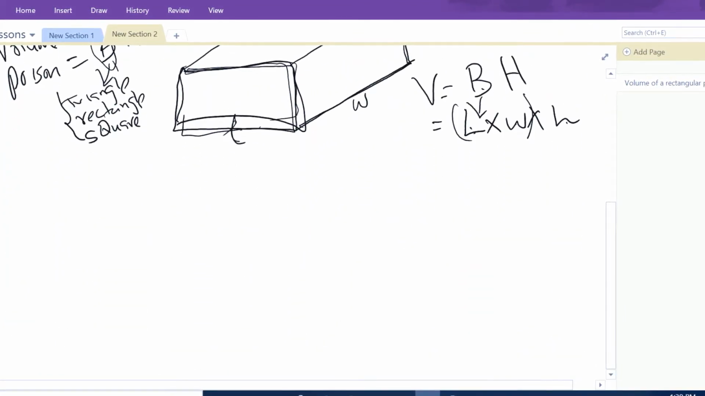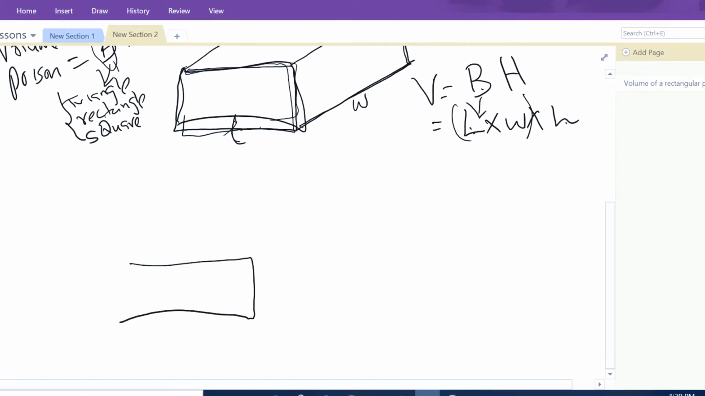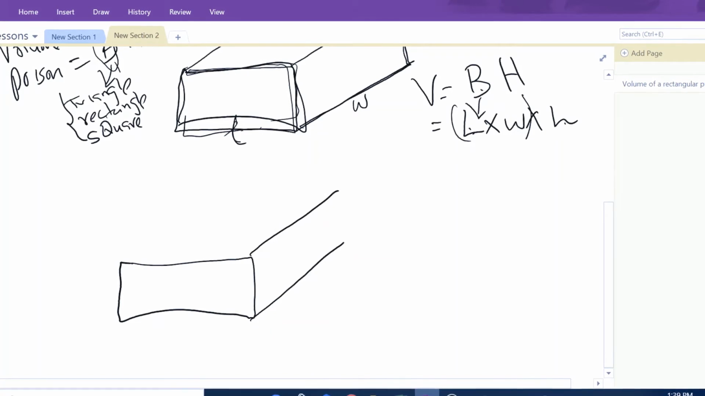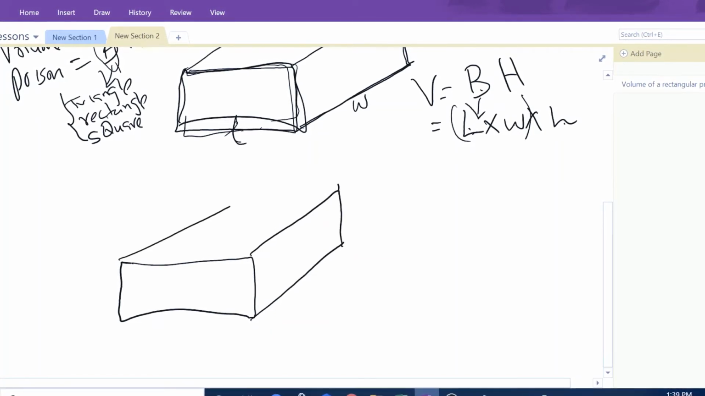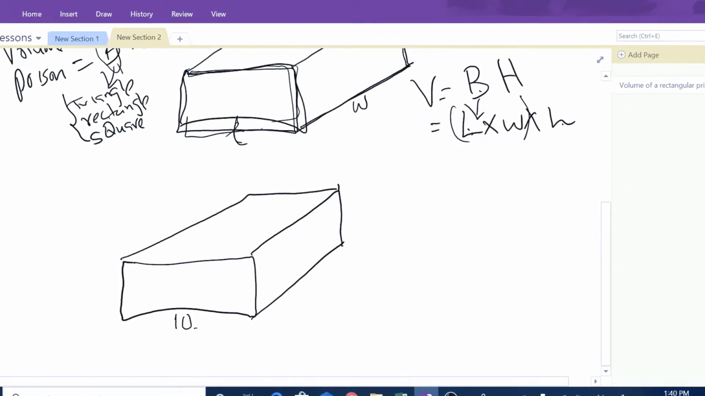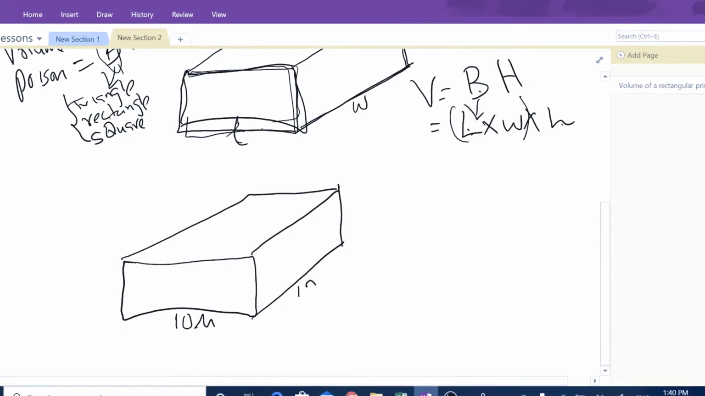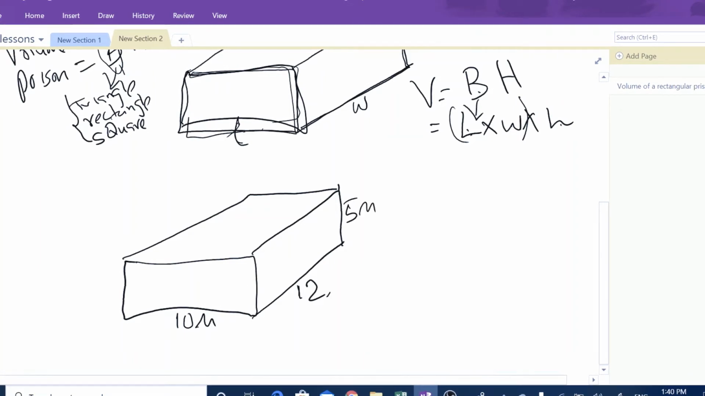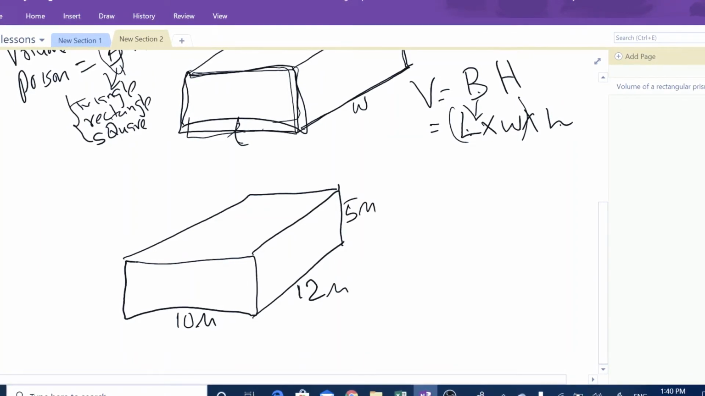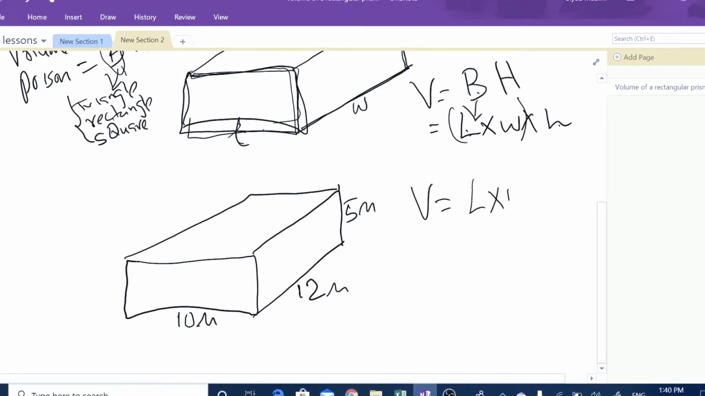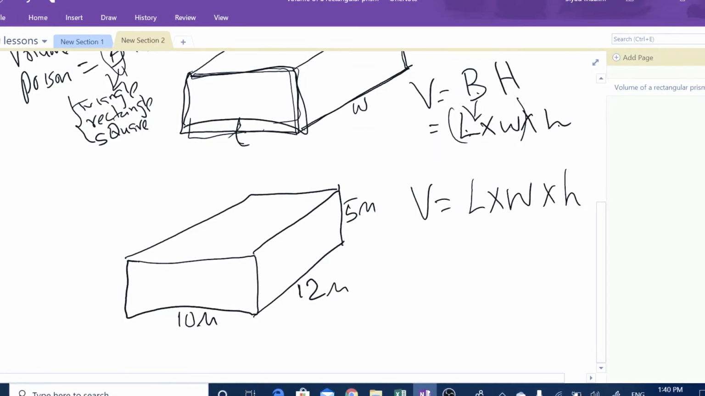Say we have this rectangular prism. Say we have 10 meter here, 12 meter, and then 5 meter. In order to find the volume, it is equal to length times width times height.